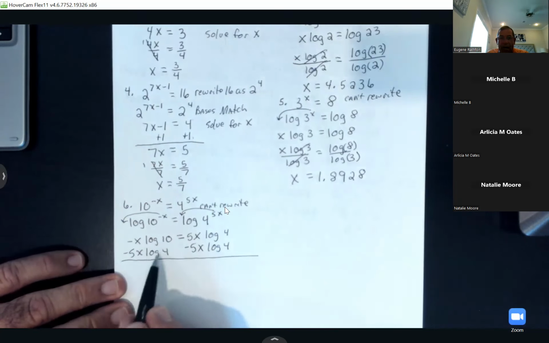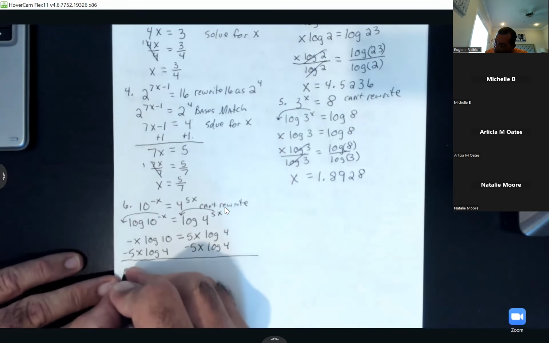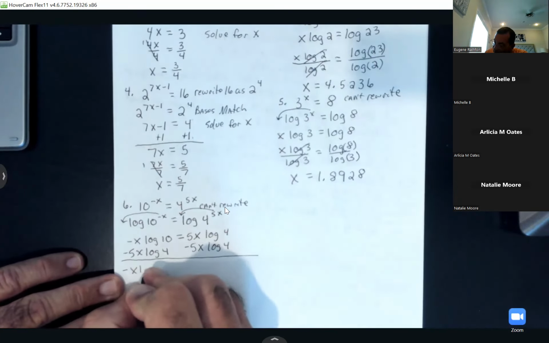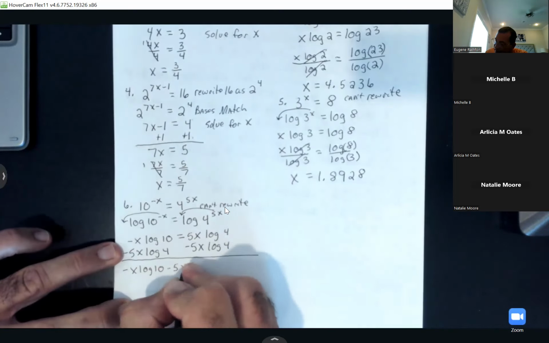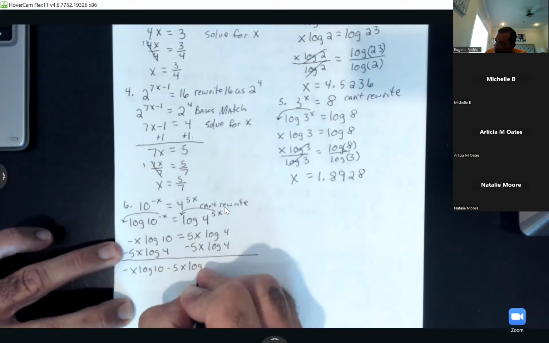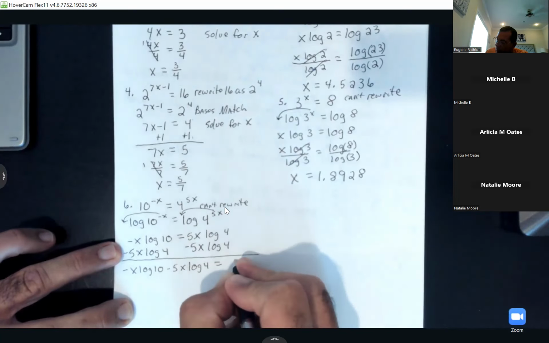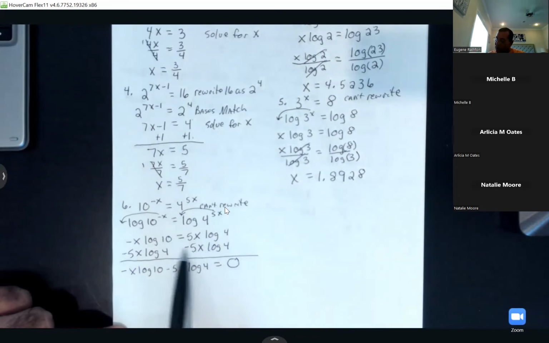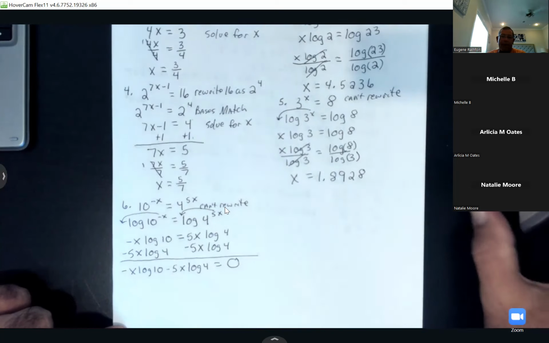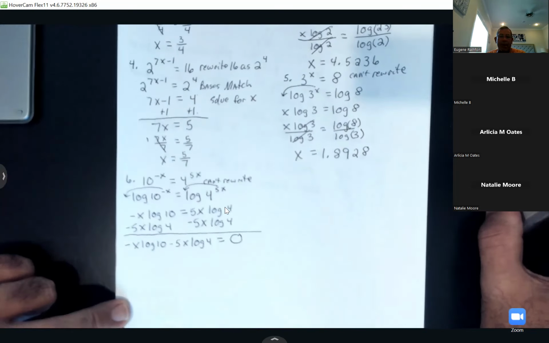So these are not like terms, so I'm just going to put them in order. Negative x log 10 minus the 5x log 4 is going to equal 0, because once I move this from the right side over, that side is now a 0. So let's see what we can do next.